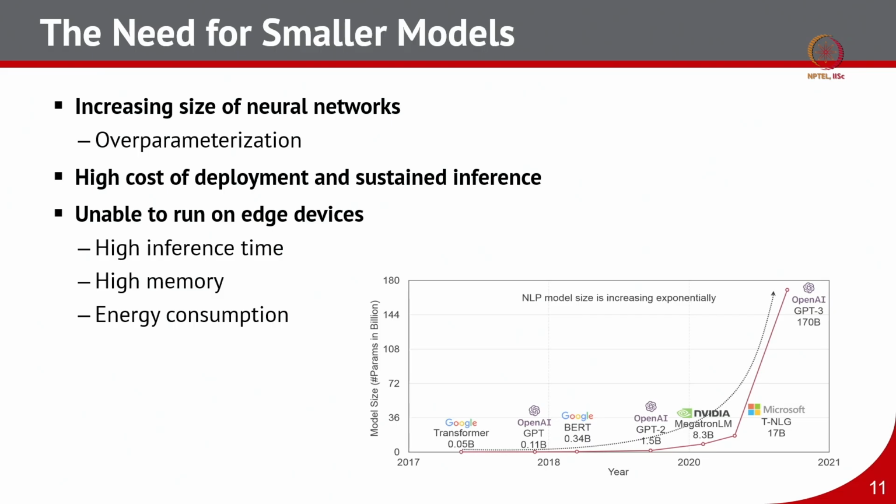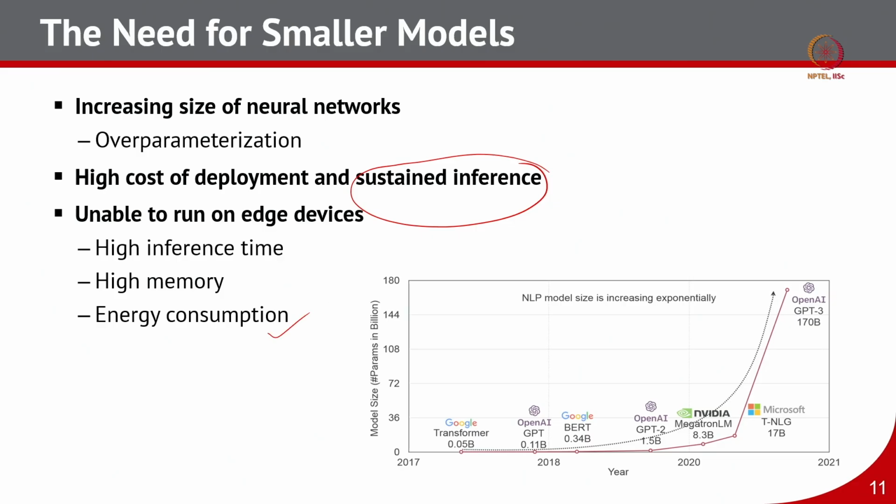Now if it takes a large amount of power, then your phone battery will get drained very soon, correct. So that's why there is a high cost of sustained inference. And then again, there might be the case that some DNNs we may be unable to run on edge devices, because the inference time is very high or the memory requirement is very high. And I already discussed energy consumption, right.